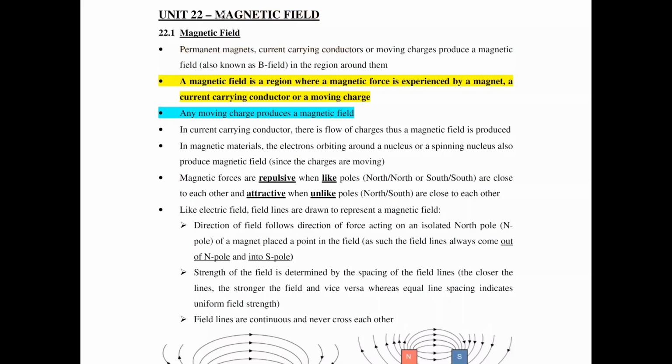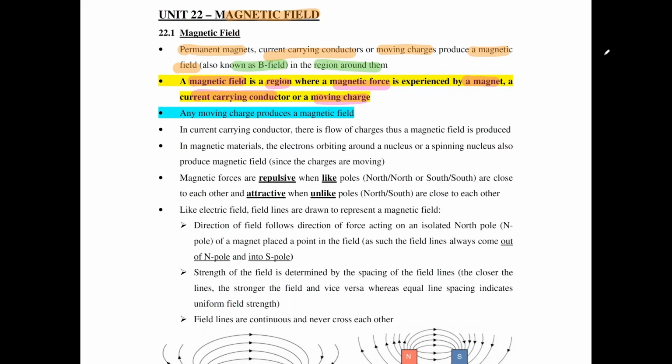Let's start off with a new chapter today on magnetic field. Permanent magnets, current carrying conductors, or moving charges produce a magnetic field, also known as a B field, in the region around them. A magnetic field is a region where a magnetic force is experienced by a magnet, a current carrying conductor, or a moving charge.